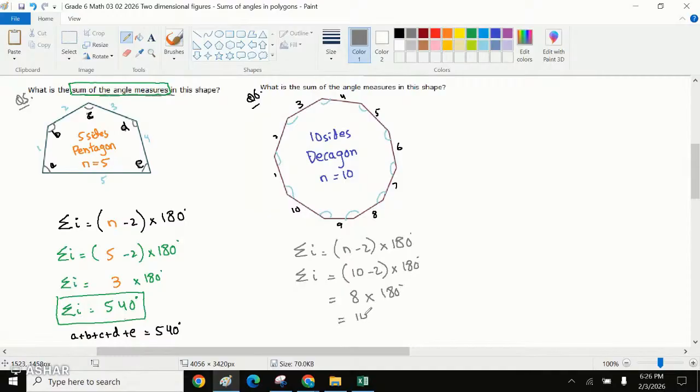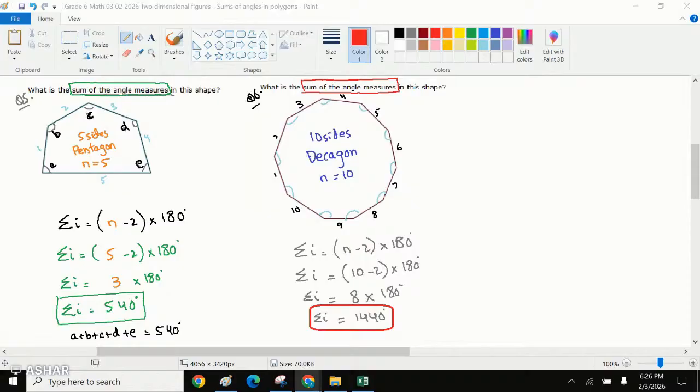So 8 multiplied by 18 would be, yes, 144. That means 1440. That means if there are a total of 10 sides, the sum of these 10 angles would be 1440. Okay, that's exactly what we were supposed to find, right? The value we were supposed to find was the sum of all these angles. That means if we label them A, B, C, D, E, F, G, H till 10, when we add all the angles together, the answer would be 1440 degrees. Okay, let's move ahead.